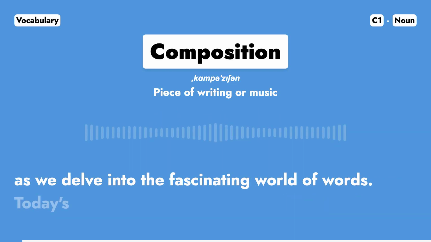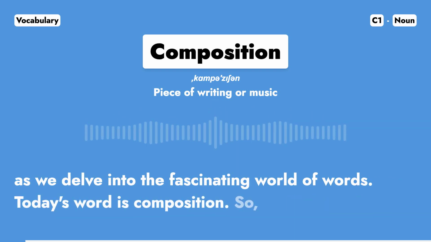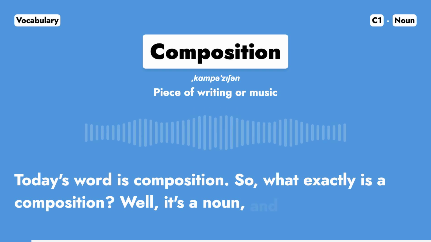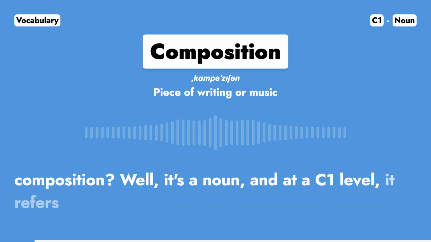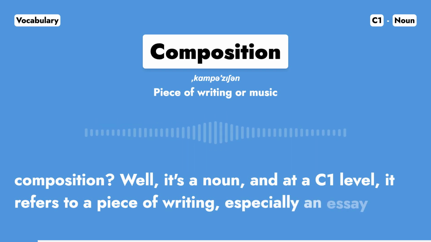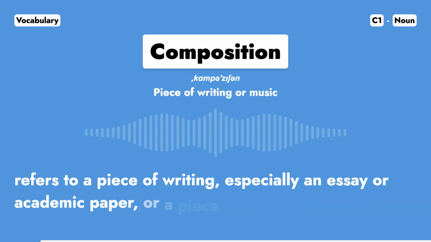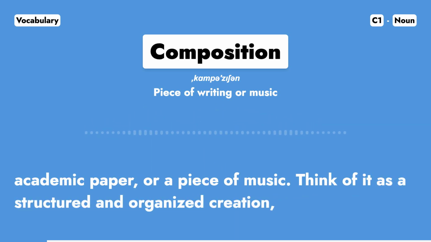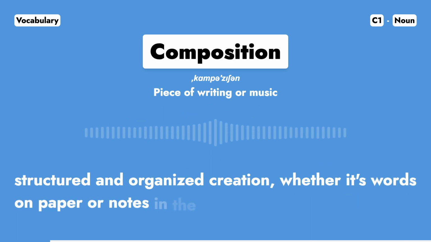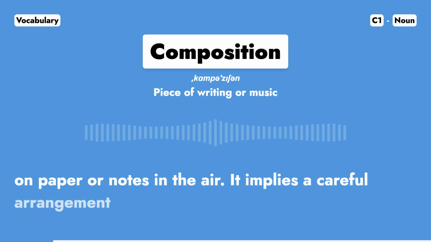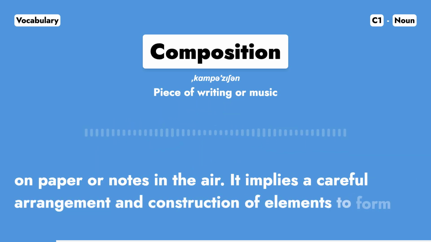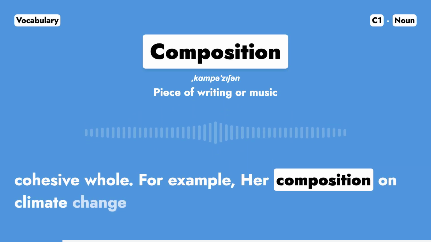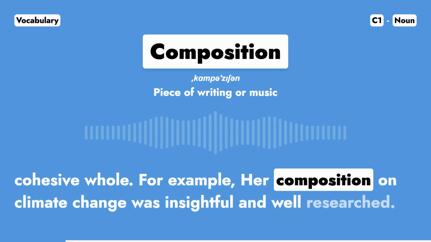Today's word is composition. So, what exactly is a composition? Well, it's a noun, and at a C1 level, it refers to a piece of writing, especially an essay or academic paper, or a piece of music. Think of it as a structured and organized creation, whether it's words on paper or notes in the air. It implies a careful arrangement and construction of elements to form a cohesive whole. For example, her composition on climate change was insightful and well-researched.